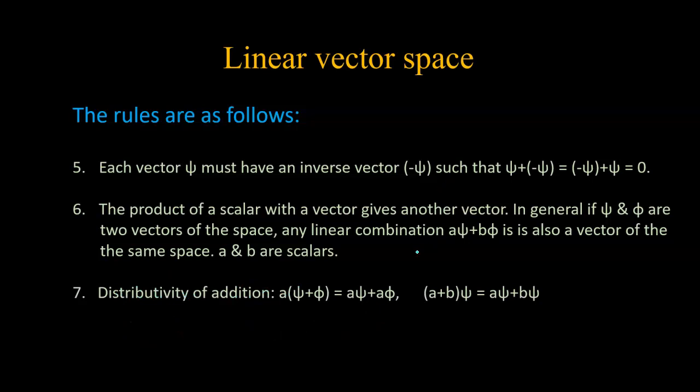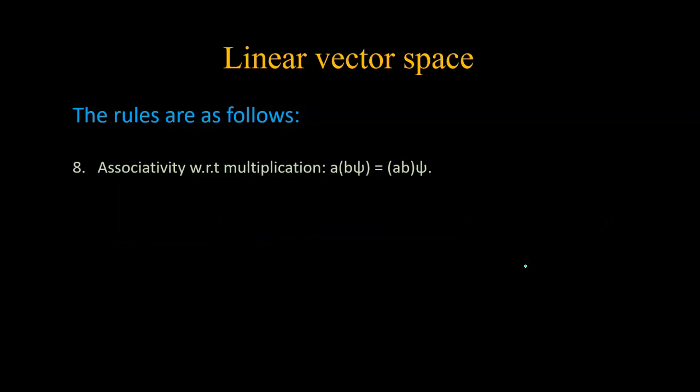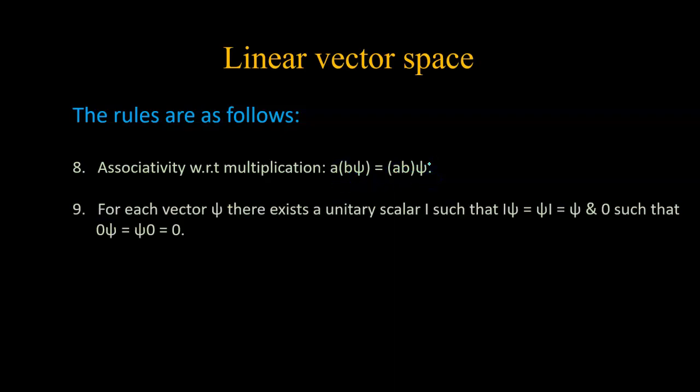Now the distributivity: you can see here that a times (psi plus phi) must be equal to a psi plus a phi, and (a plus b) times psi must equal a psi plus b psi. And then there is associativity of multiplication, that means a times (b psi) is equal to (a times b) first, and then you multiply it with psi. It doesn't matter, both will be the same.